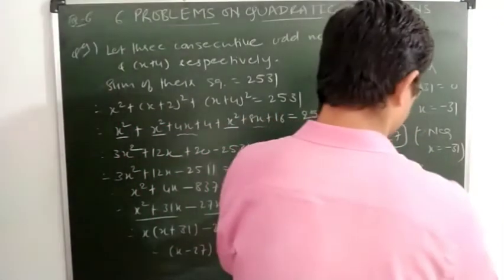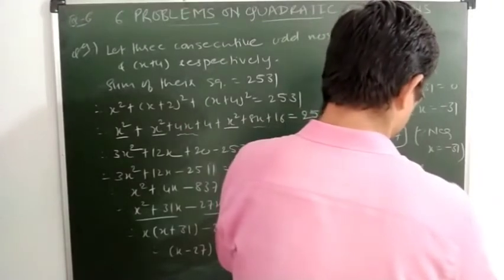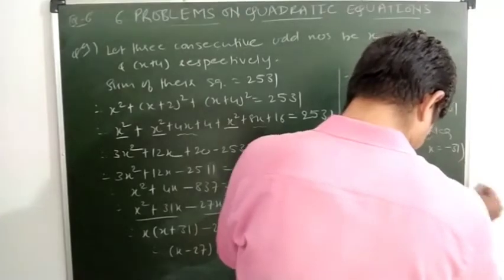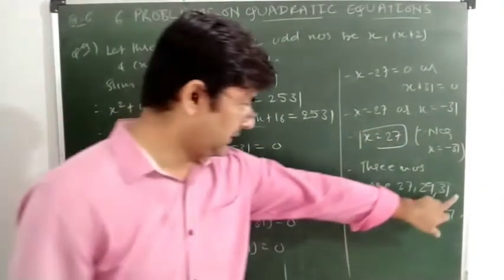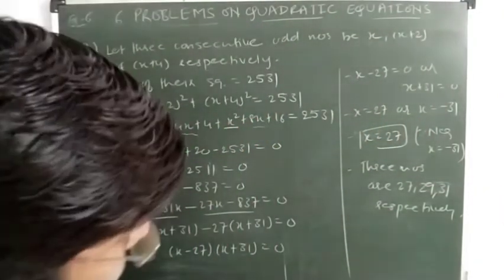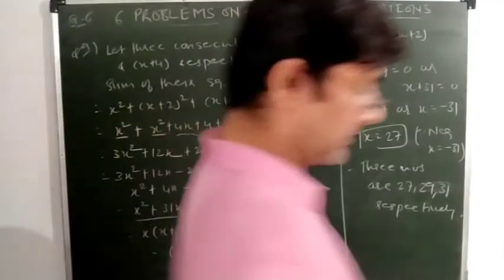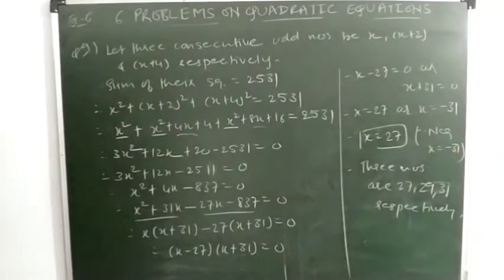So these are the three consecutive odd numbers, not multiples of 3. So 27, 29 and 31 are the three consecutive odd numbers respectively. Clear? So question number 9 we have completed. Now let us solve the next question, that is question number 10.